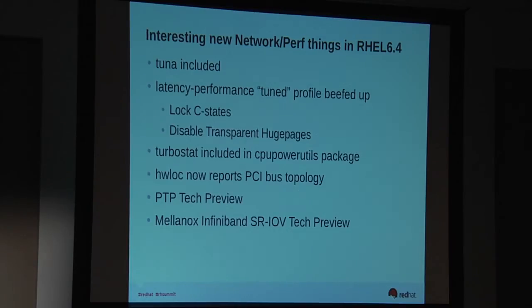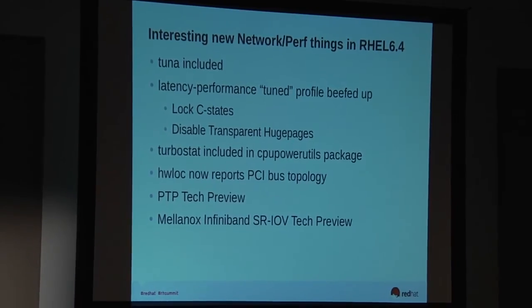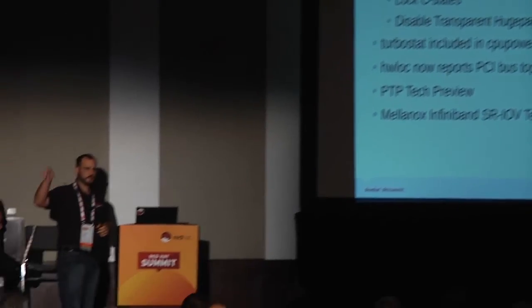OK, so I'm finishing up my slides now. The interesting and cool stuff in RHEL 6.4: Tuna, latency performance profile, turbostat. HW lock can hang the PCI bus off the side. PTP, if anyone's doing PTP, that's a tech preview in 6.4. And if you went to the NASA talk earlier today, they were passing IB into guests too, also I believe a tech preview in 6.4.